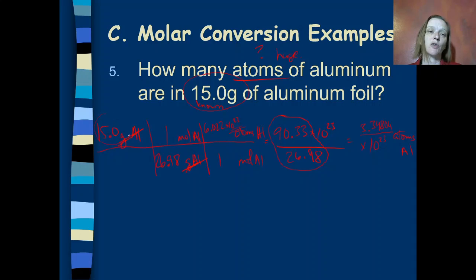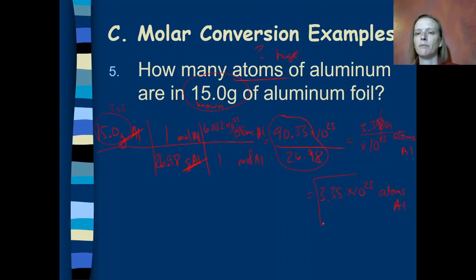But my answer should only have 3 significant figures because of my known value. So let's round after 1, 2, 3 significant figures. I'm going to bump that number up, and I get 3.35 times 10 to the 23rd atoms of aluminum.